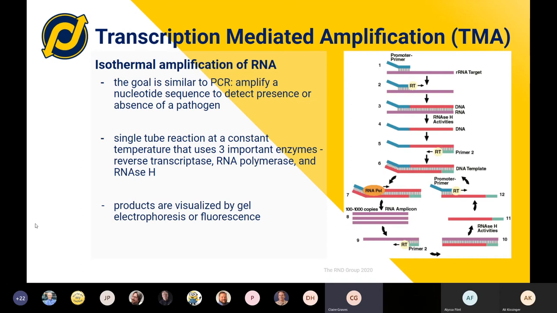So it runs at a constant temperature, and it uses three important enzymes: reverse transcriptase, RNA polymerase, and RNase H. In the case of Hologic, I believe the Panther does not use RNase H. They just use reverse transcriptase. But basically, the steps, if you look over at the image on the right, are that you create a DNA strand, then you create a double strand of DNA, and then the RNA polymerase is going to hop on and create multiple amplicons of RNA, kind of like what it does when going from DNA to RNA for protein transcription. Like I said, it's a pretty efficient and effective process.